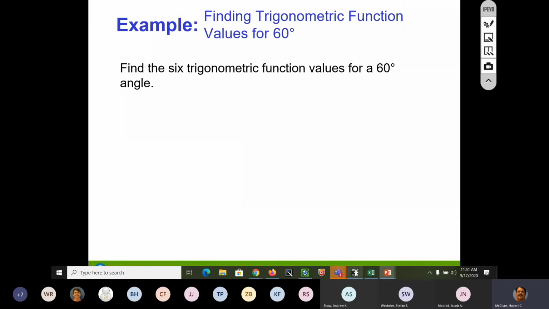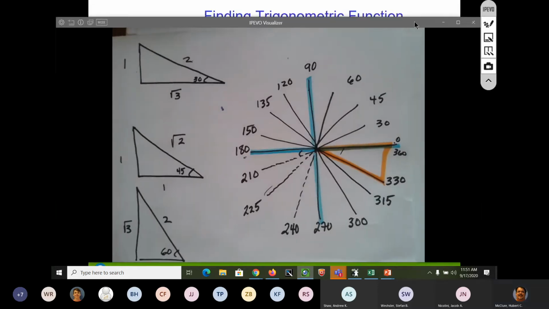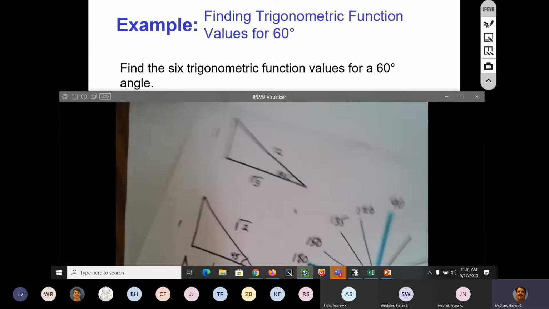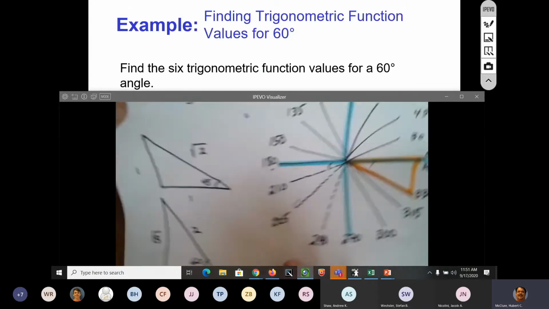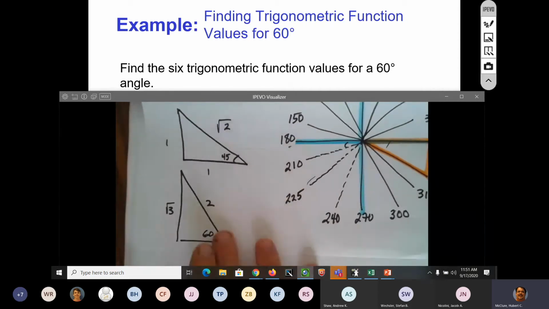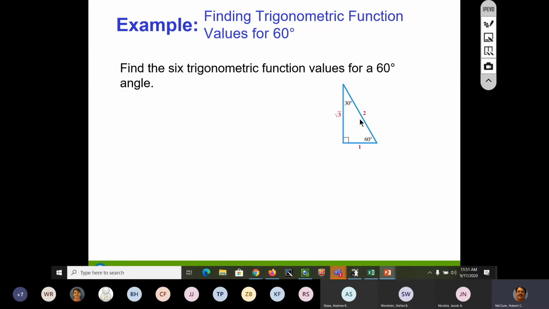Here's your 60 degree angle right here. So you find the 6 trigonometric functions of that. This is the opposite, this is the hypotenuse, and this is the adjacent. So you can find those 6. I'm not going to go over that because I think y'all can do that. And there they are.